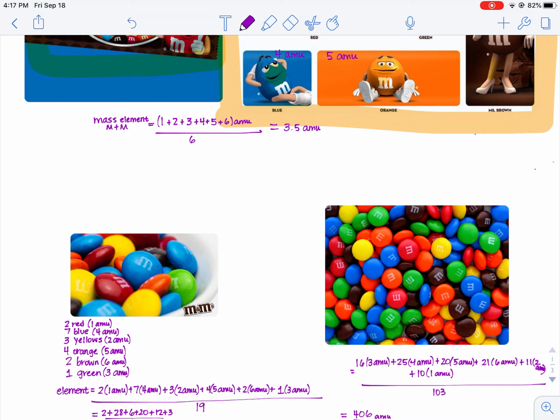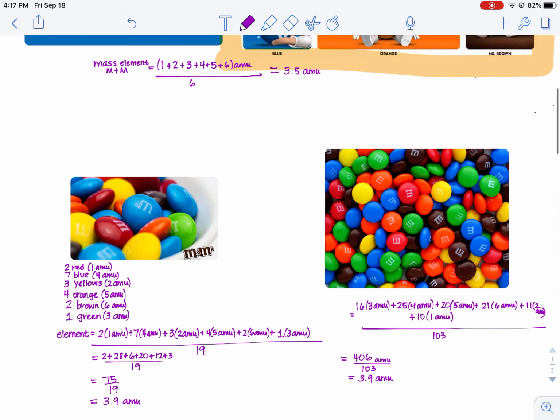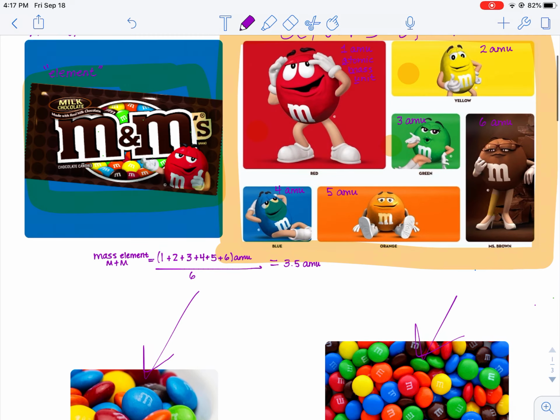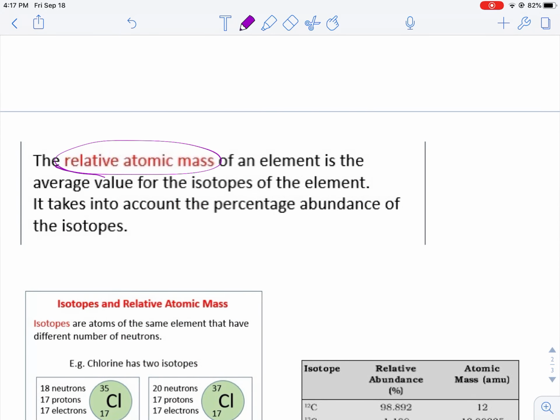Which one is the best analogy for looking back at our original example? The mass of the carbon element compared to the average mass of the atoms. Well, in real life, what happens is more of what gets dumped in the bowl. Right? If you wanted to figure out the mass of the candy M&M, you're going to have to account for all the candies in the bag, not just one of each. In other words, the relative atomic mass of an element is the average value for the isotopes. However, it has to take into account the percentage of abundance of the isotopes.